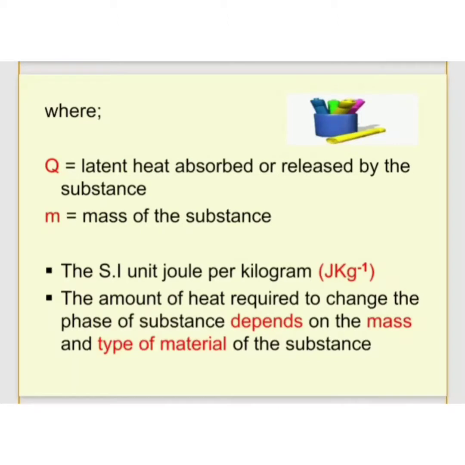The SI unit of latent heat is joule per kilogram, as the amount of heat supplied is measured in joule and mass of the substance is measured in kilograms. Therefore, its SI unit becomes joule per kilogram. The amount of specific heat depends upon its mass and its material.